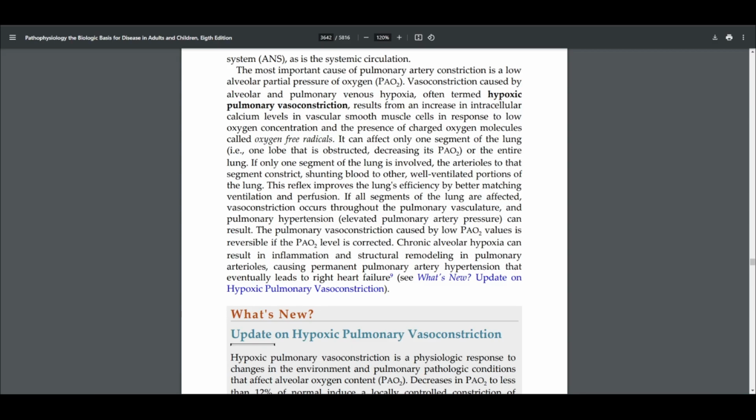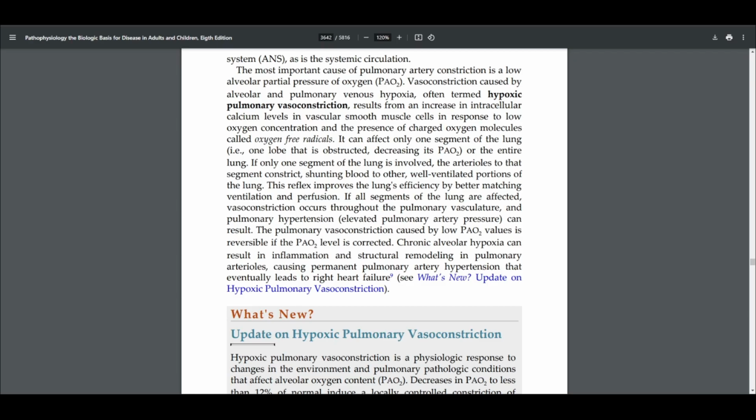If only one segment of the lung is involved, the arterioles to that segment constrict, shunting blood to other, well-ventilated portions of the lung. This reflex improves the lung's efficiency by better matching ventilation and perfusion. If all segments of the lung are affected, vasoconstriction occurs throughout the pulmonary vasculature, and pulmonary hypertension, or elevated pulmonary artery pressure, can result. The pulmonary vasoconstriction caused by low PaO2 values is reversible if the PaO2 level is corrected.